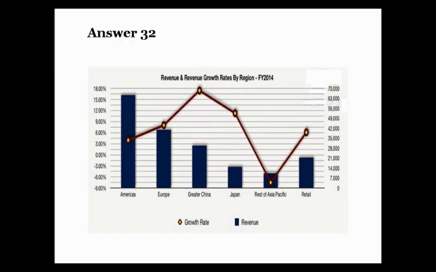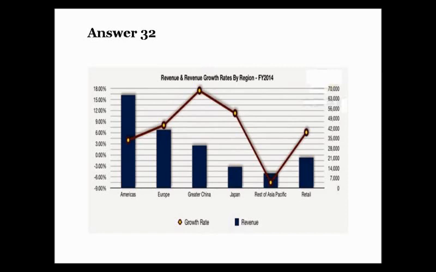The graph gives information about the relationship between revenue and revenue growth rates by region in financial year 2014. To begin with, we can see that there are several sections in this picture, including Americas, Europe, Greater China, Japan, rest of Asia Pacific, and retail. According to the graph, for growth rate, the largest number can be found in Greater China, which is about 18%, while the smallest number can be found in rest of the Asia Pacific, which is about -7%.